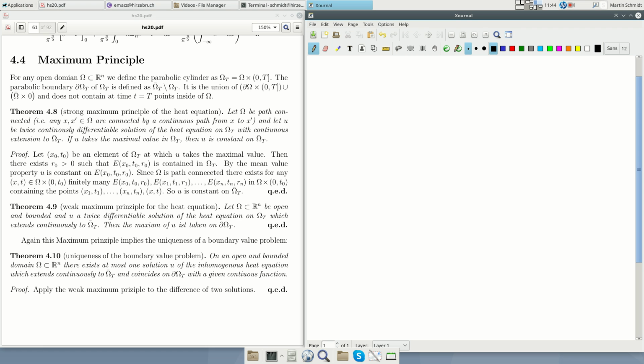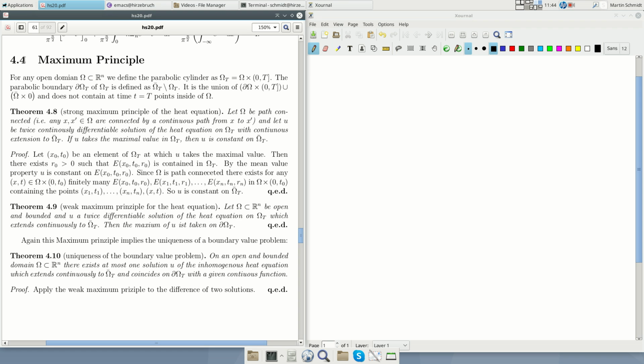In this lecture we present section 4.4. This section concerns the maximum principle. So again, this is quite similar to the Laplace equation. We will see that again the mean value property implies a maximum principle.